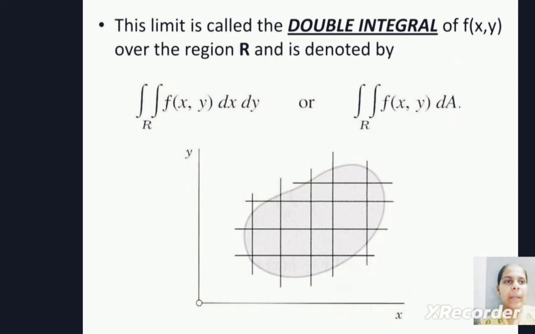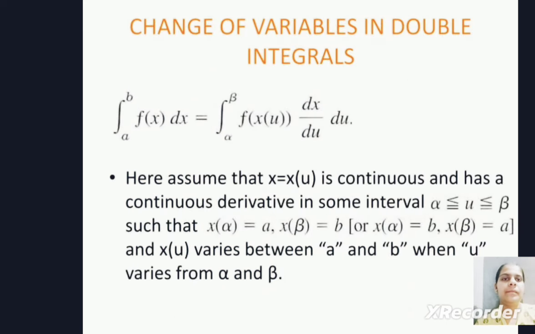This limit is called the double integral of f of x, y over the region R and is denoted by double integral over R of f of x, y dx dy. Change of variables in double integrals. Integral a to b f of x dx equals integral alpha to beta f of x of u, dx by du, into du. Here assume that x equals x of u is continuous and has a continuous derivative in some interval, such that x of alpha equals a and x of beta equals b, and x of u varies between a and b when u varies from alpha to beta.